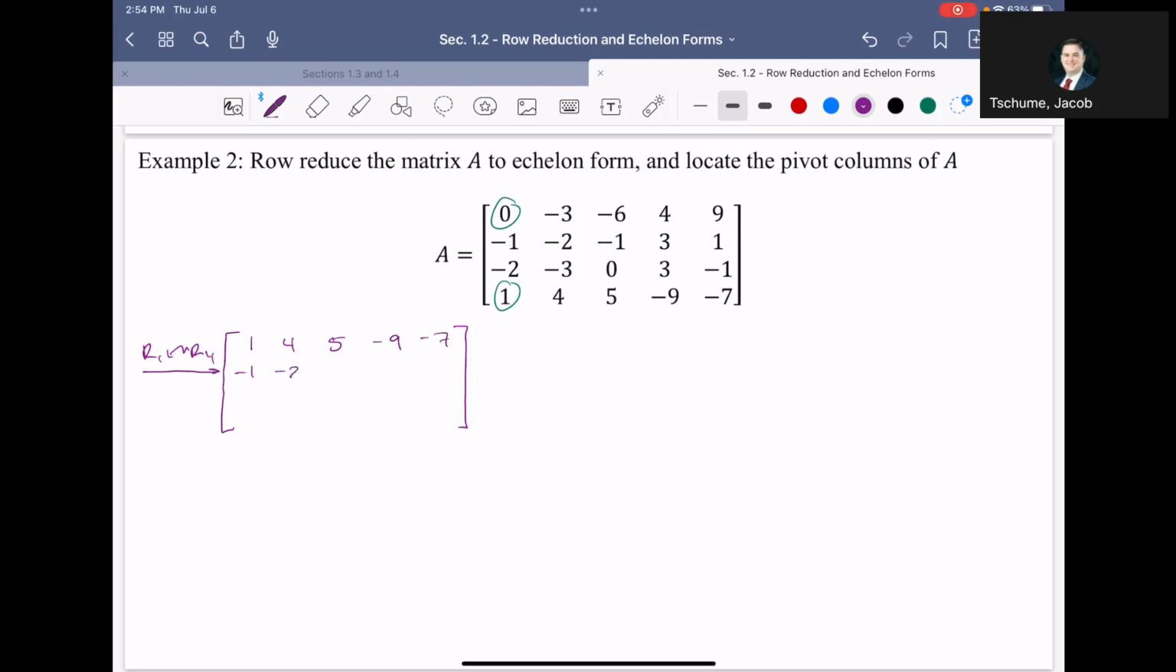Row 2 will remain the same. Row 3 will remain the same. And row 1 comes down to the bottom, which is 0, -3, -6, 4, 9.